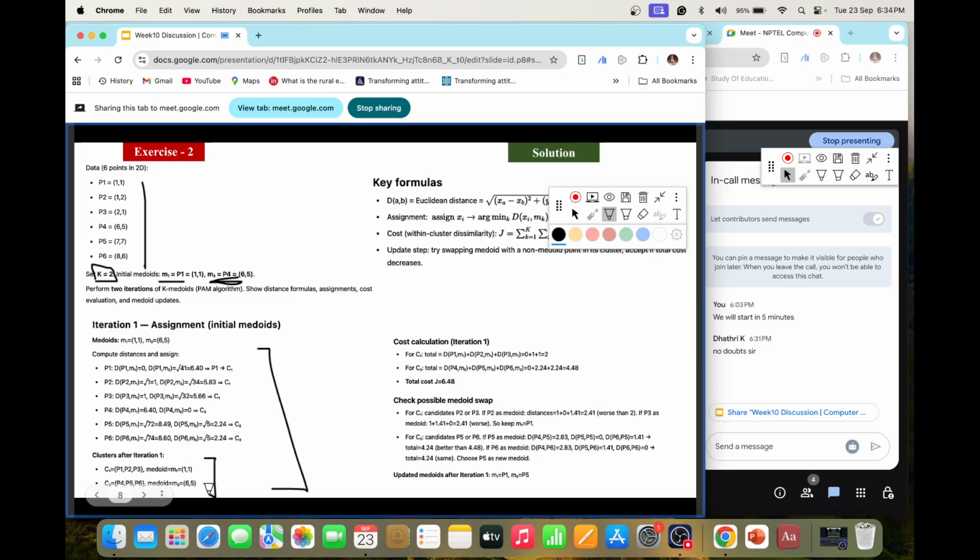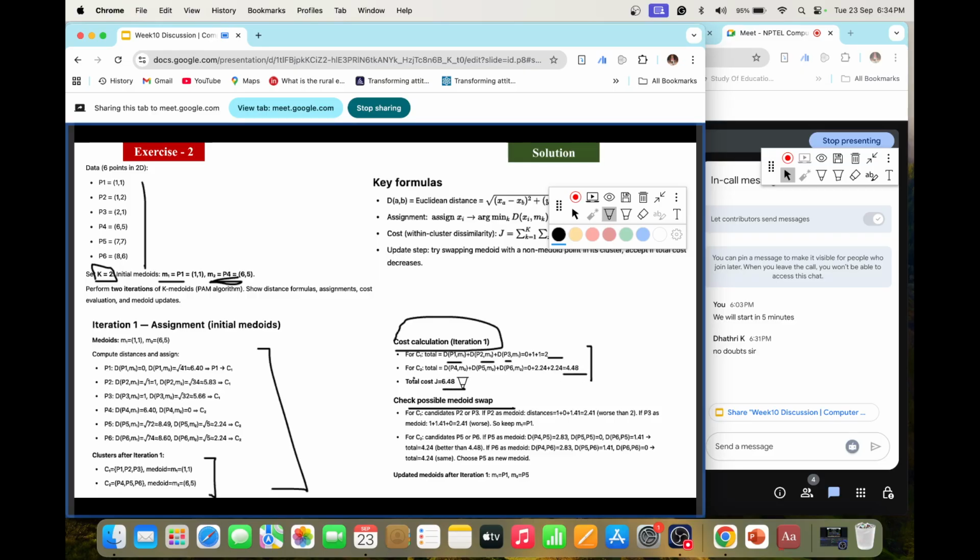After that, when you are updating the medoid, the update has been done here. Before that, the cost calculation has been done. The cost calculation is nothing but the distance of all the points, like distance of p1 m1, p2 m2 and p3 m1, that is, the distance of all the points to their respective cluster center. For the c1 center that is coming 2, and for the c2 center that is coming 4.48, so your total cost is coming 6.48.